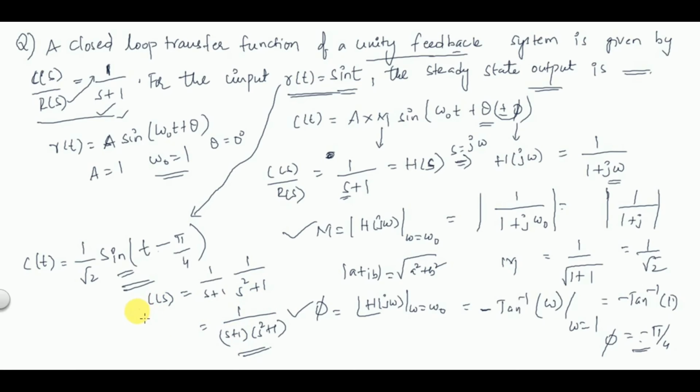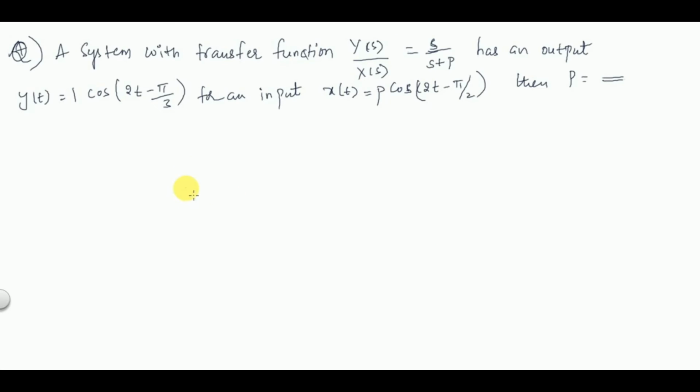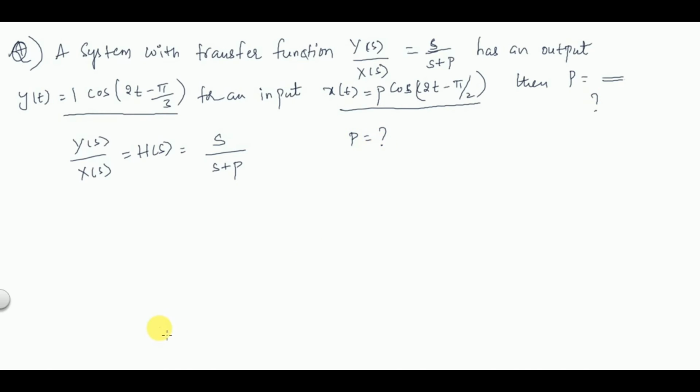Okay, so now we'll solve a previous GATE problem on the same concept. He has given a transfer function here, s by s plus p. So Y of s by X of s, which is the transfer function H of s, is equal to s by s plus p. It has an output y of t, and for the input x of t equal to p into cos of 2t minus pi by 2, he is asking for the value of p. So p we have to find.